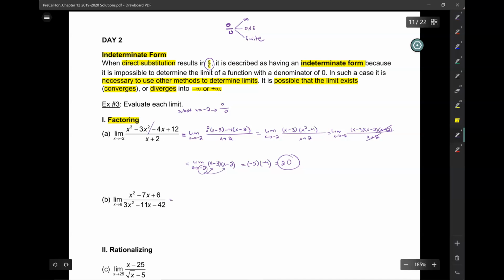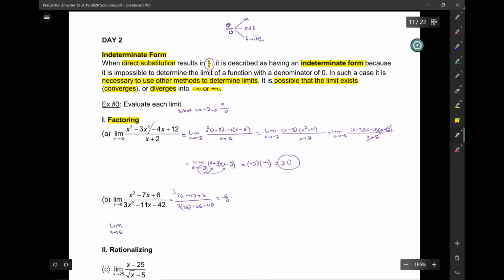So when you plug in 6 here, let's actually try it out, right? When you plug in 6, you get 36. And now, since I'm plugging in the 6, I don't put limit anymore. 3 times 36 minus 66 minus 42, well, that's 0 over 0. So we have to go and simplify this function, right? No limits here. If you do put a limit here, that's actually wrong. So be careful. You can't just play it on the safe side and put limit everywhere.